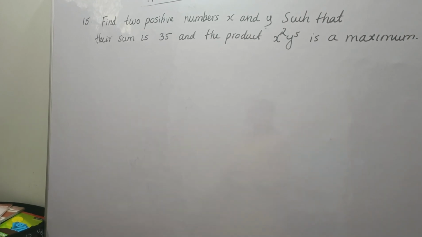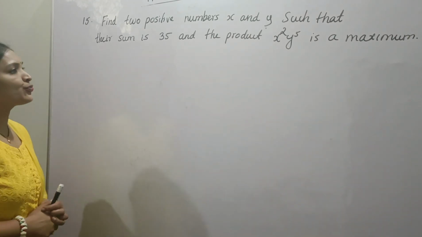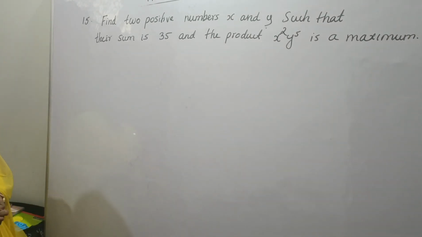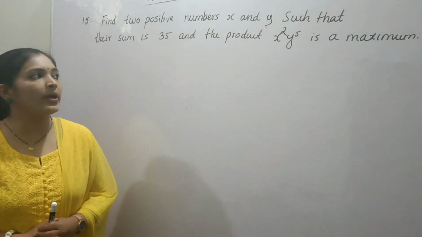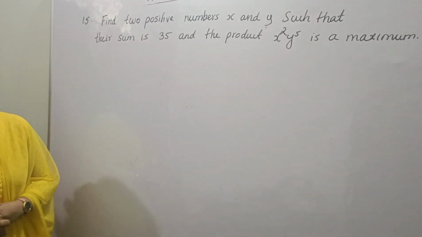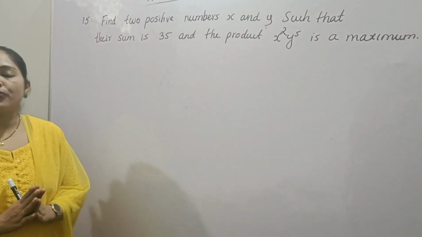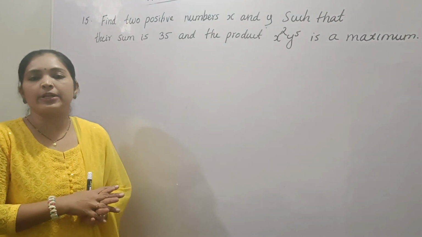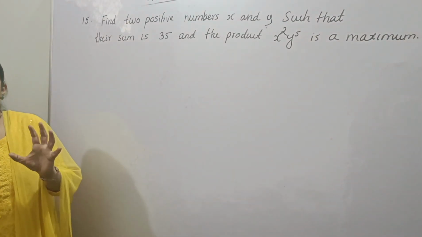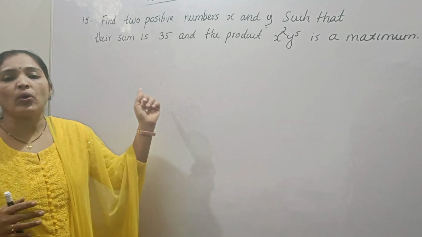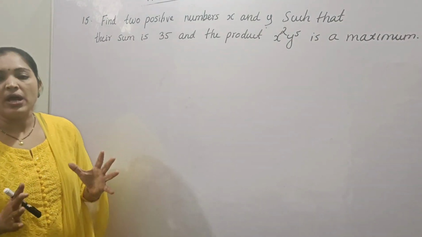Look at the next question. Find two positive numbers x and y such that their sum is 35 and the product x square into y raised to 5 is a maximum. So here also we have to find two numbers whose sum is 35 and the product of x square and y raised to 5 is maximum. So what are the two numbers?